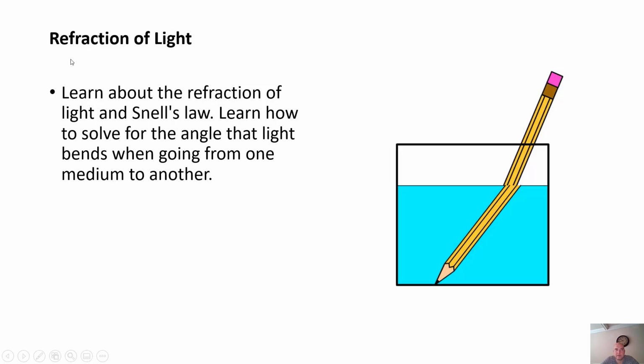And we're going to be looking at the phenomenon called refraction. Refraction is a bending that is created when you go from one medium to another, and the speed of light changes in that one medium versus another. The speed of light's faster in air than it would be in water.